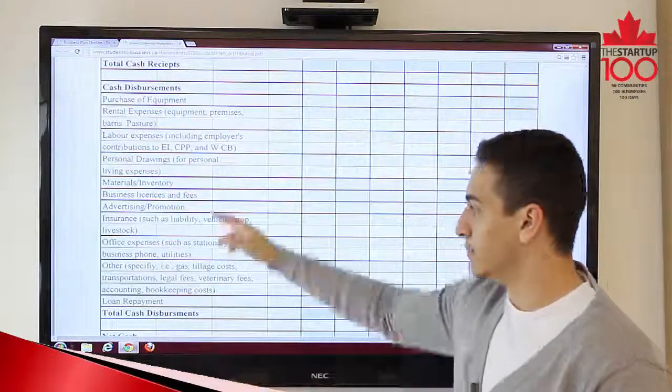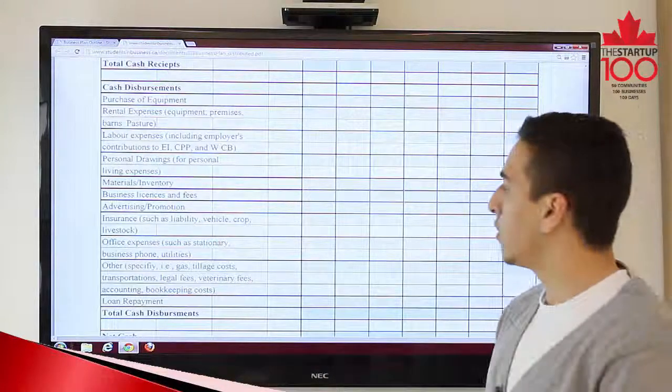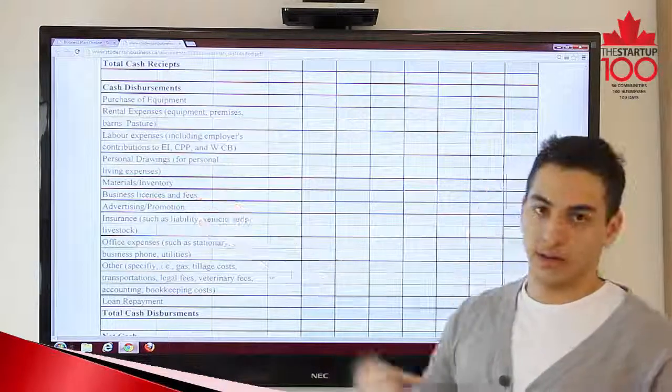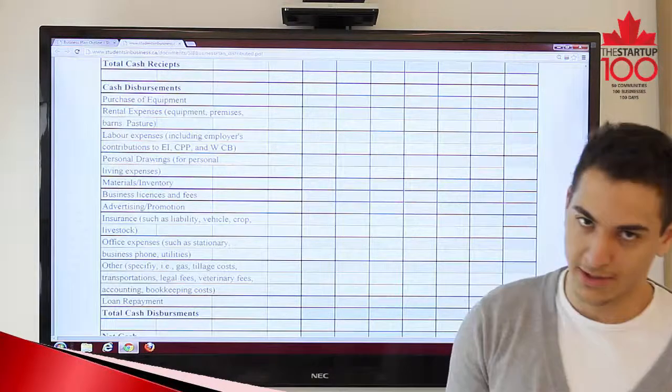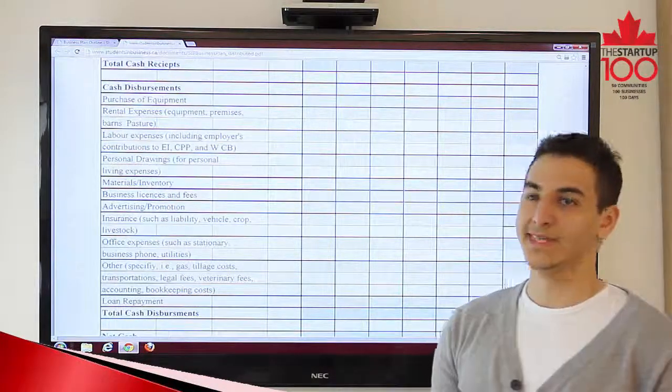Then comes the business license and fees. Now, this is a government thing, and you have to fill it if you want to register your business, which you have to if you're going to open a business.